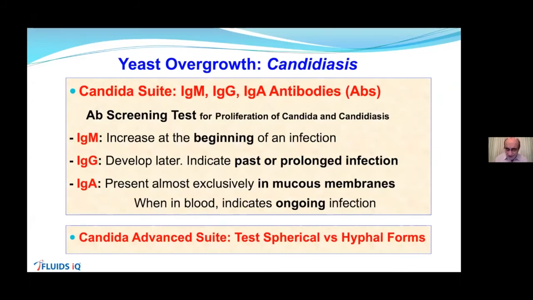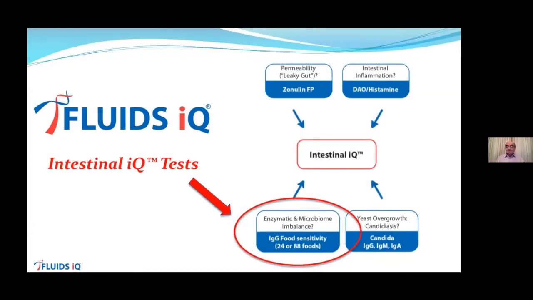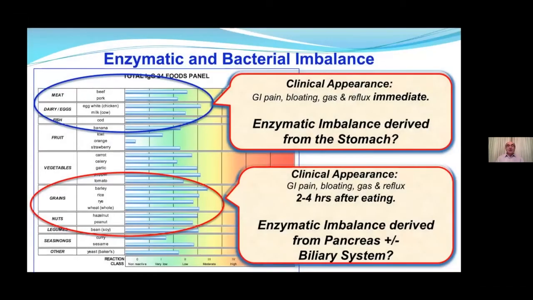We are presently in our lab developing an advanced Candida suite, which is also going to test for the spherical versus the hyphal forms of Candida. And if somebody wants to ask me that question later on, I'll be very happy to answer why we're doing that. Very quickly, we're not going to discuss food sensitivities, but our lab does offer both 24 and 88 total IgG food sensitivities for those who do want to use it.